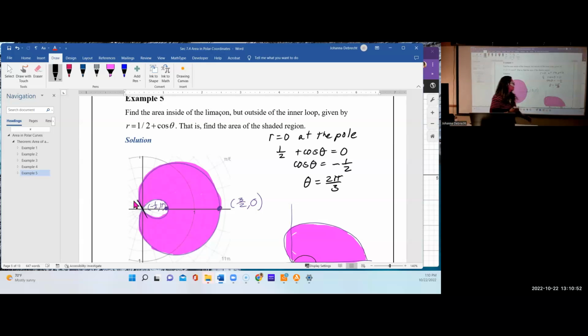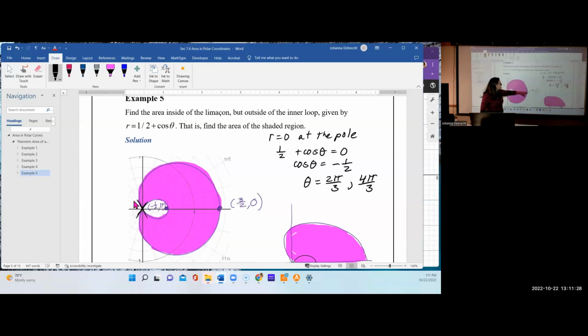Where's the next time it's going to hit the pole? Well, that would be this angle right here, which would be 4 pi over 3. That's the other time when r is going to be at the pole, because the cosine of the angle is negative 1/2. So again, the reference angle is pi over 3, so it gives us a cosine of 1/2. It's in quadrant 3, so it makes it negative. So it hits the pole twice, at 2 pi over 3 and 4 pi over 3. And again, I'm trying to go in order of when it hits the pole.